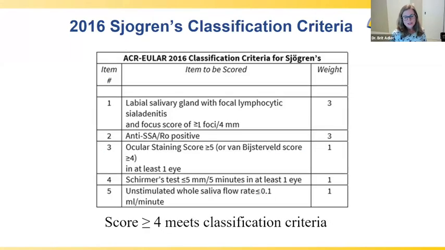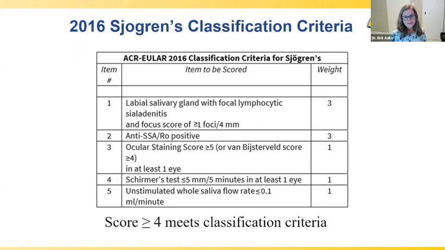The classification criteria that's most often used for Sjögren's was developed in 2016 as a collaboration between the American and European rheumatology societies. This classification criteria involves biopsy results, lab results, eye exam findings, as well as saliva production. And in order to meet the classification criteria for Sjögren's, you have to have a score greater than 4 once all of these diagnostic tests are incorporated.